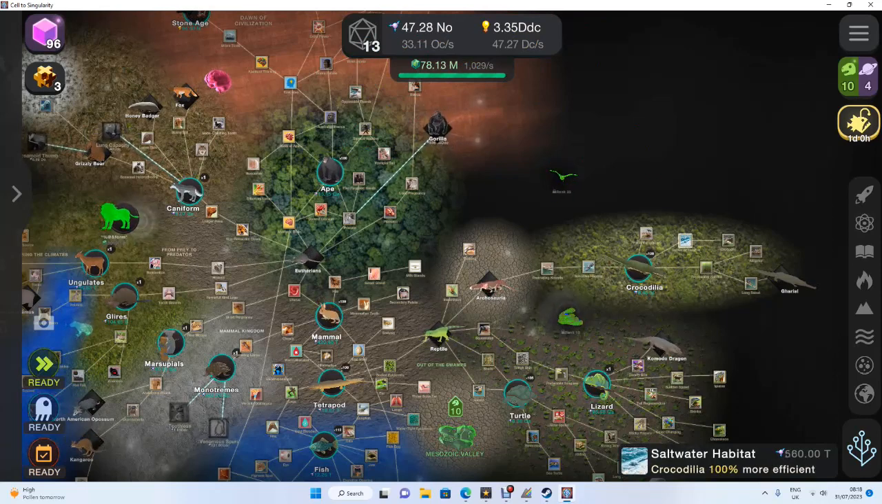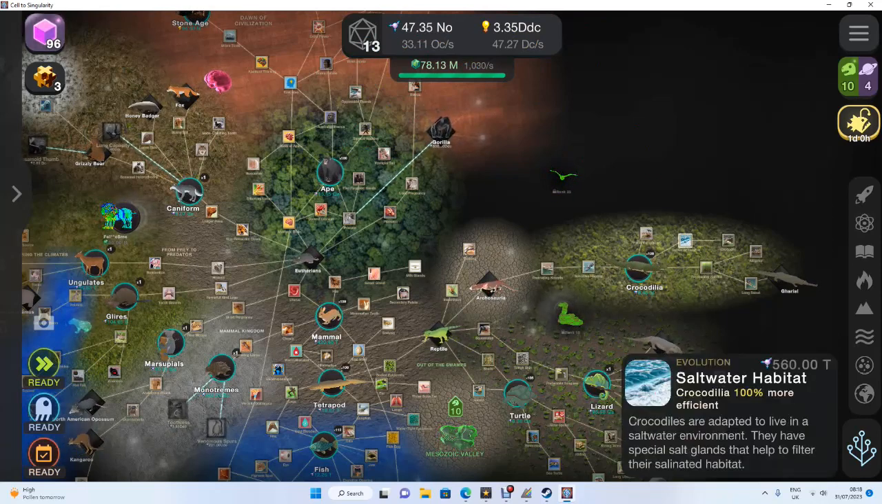Nice. Saltwater habitat. Crocodiles are adapted to live in a saltwater environment. They have special salt glands that help filter their salinated habitat.